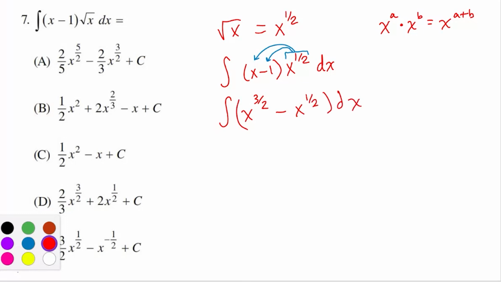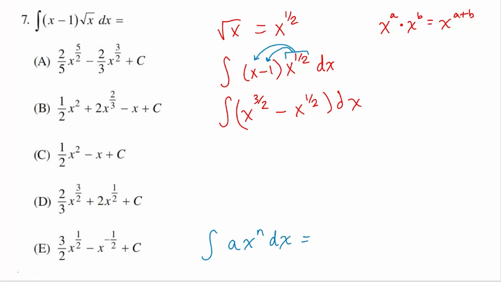So now that we've written this in sort of a pseudo-polynomial form, we can just use the anti-power rule. It goes a little something like this. The integral of anything in the form a times x to the n dx will be a over n plus 1 times x to the n plus 1, plus c. Basically, you increase the exponent by 1, and divide the coefficient by that new exponent.